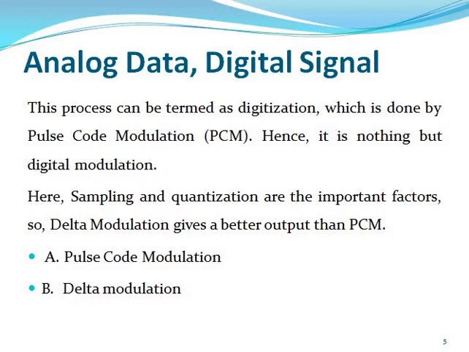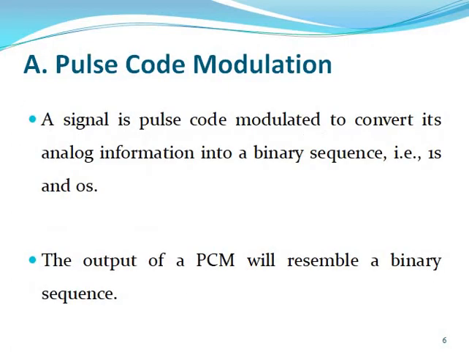Delta modulation gives a better output than PCM. We can see pulse code modulation and delta modulation, because sampling and quantization are the important factors in the modulation. So we can see pulse code and delta modulation. So what is pulse code modulation?